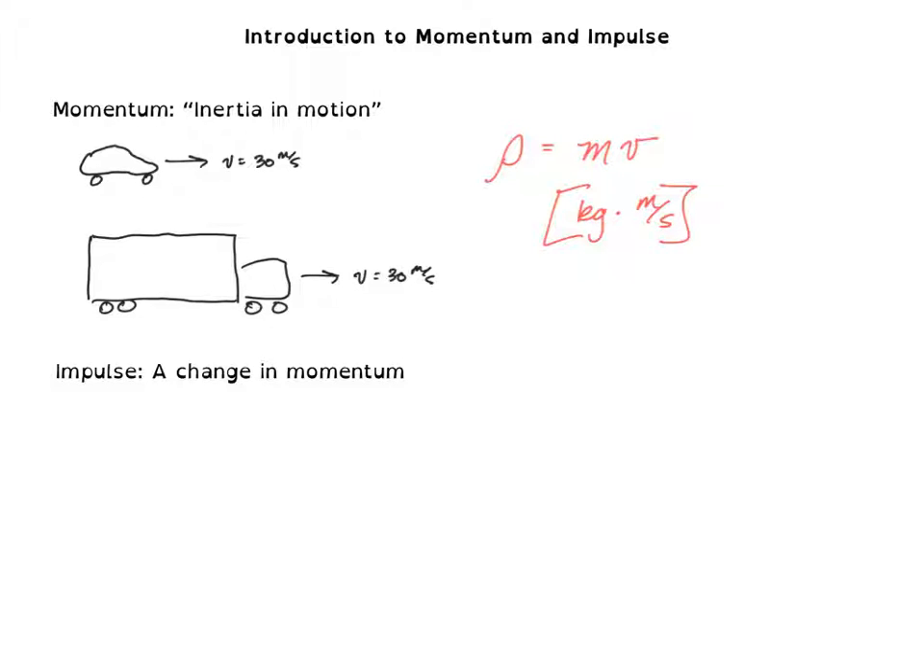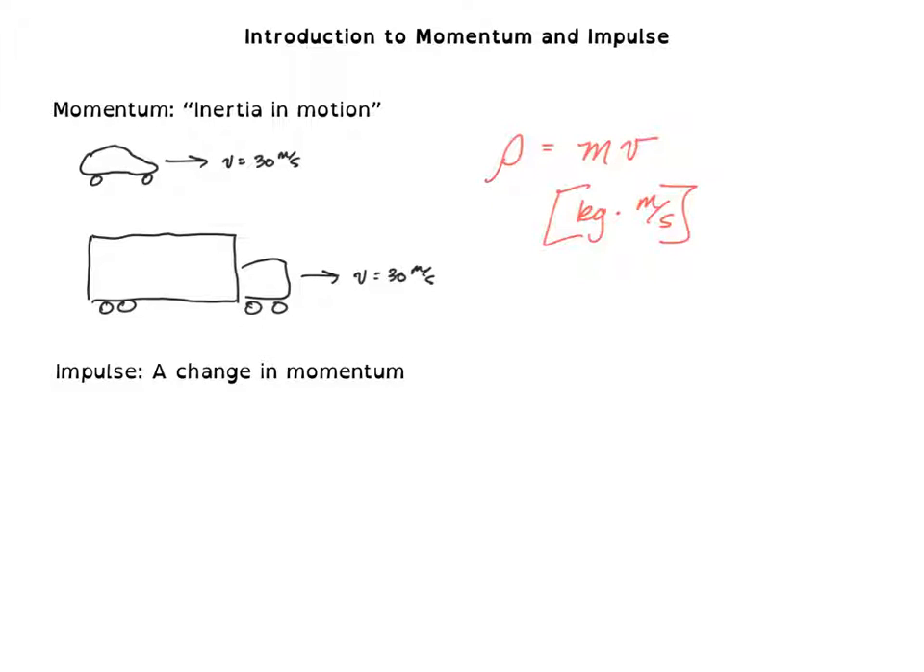Now, because velocity is a vector quantity, that means that momentum is also a vector quantity. So whereas with energy we didn't care about direction, with momentum we have to start caring about direction again. And that's going to be even more important when we get into conservation of momentum scenarios where we look at various collisions. All right, now impulse is simply a fancy word for a change in momentum.